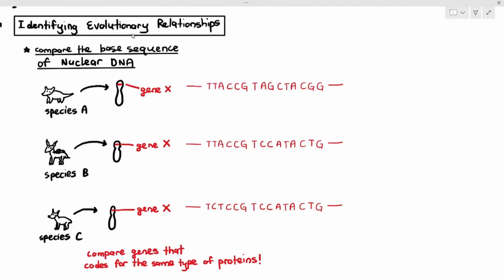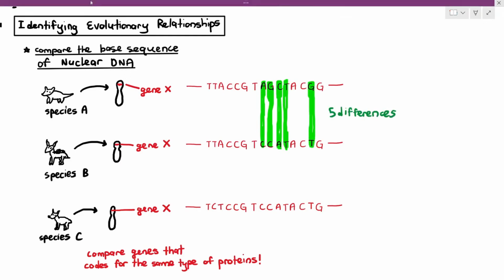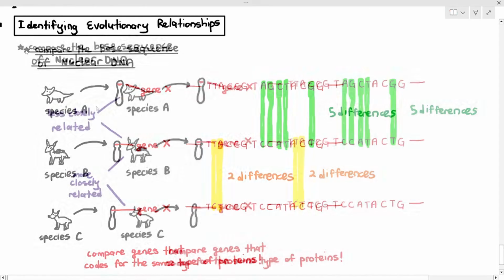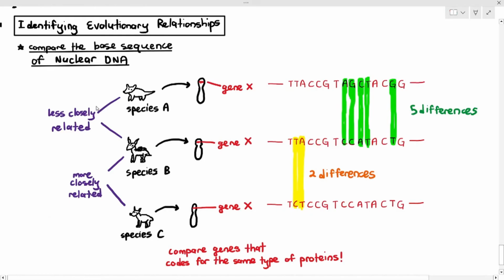What we can do is compare the base sequences for species A, species B, and species C. We notice that they are quite highly similar, but between species A and species B, there are 5 differences, which I've highlighted. But between species B and species C, there are only 2 differences. This would imply that species A and B are less closely related because they have fewer similarities, but species B and species C are more closely related because they have more similarities, or fewer differences.